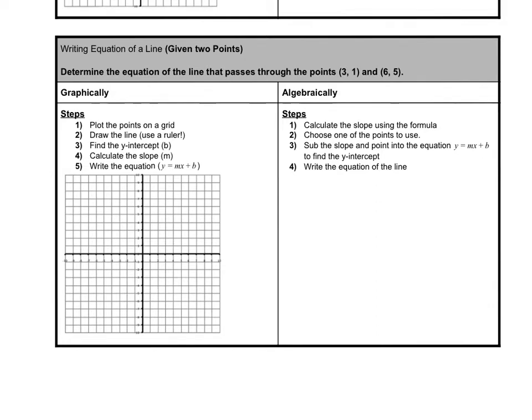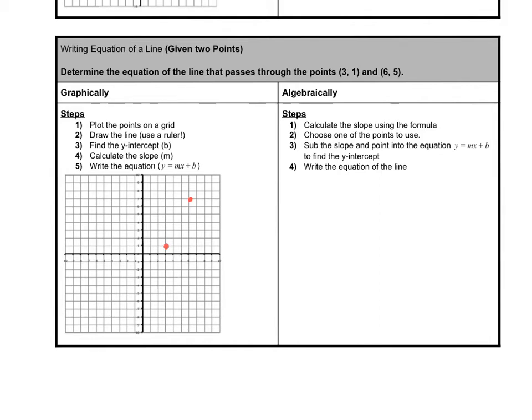So our first step, I've written down steps here nicely so that you don't get confused on what to do first. The first step is to plot the points on the grid. So let's plot the points on the grid. (3, 1) would be right here. And then we have (6, 7). (6, 7) would be right here.